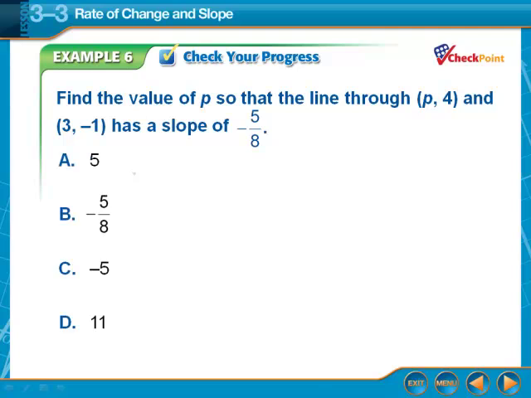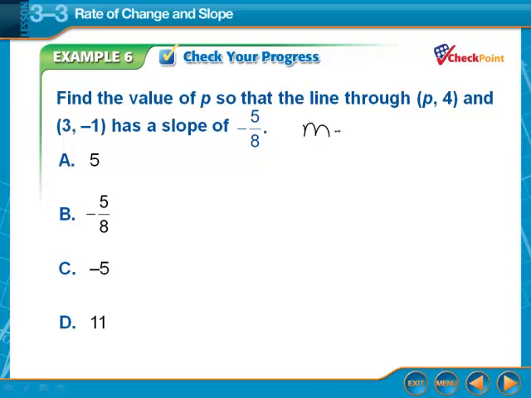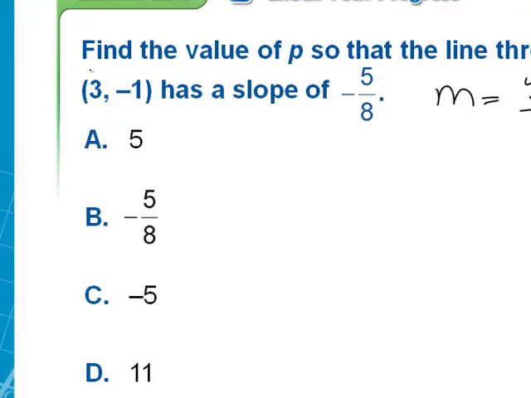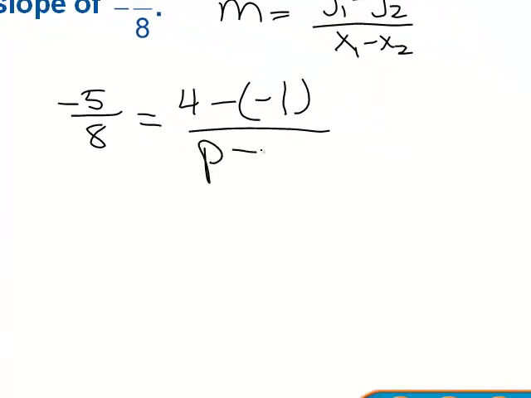So we're going to try it again. We have two ordered pairs, p, 4 and 3, negative 1, with a slope of negative 5/8. Okay, I'm going to choose again to set that equation up because to me that makes the most sense. We have slope, which is defined as the change of y's over the change of x's. I'm going to define this as x1, this as y1, this as x2, this as y2, and I'm going to use that definition with the slope they give me. So negative 5/8, y1, which is a 4, y2, which is a negative 1, x1, which is a p, x2, which is a 3.